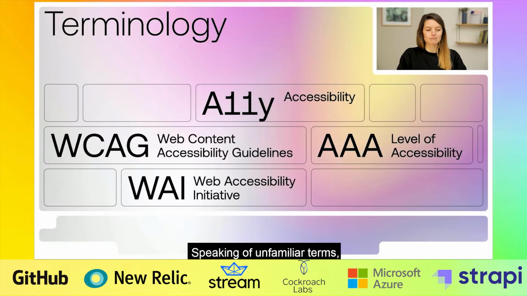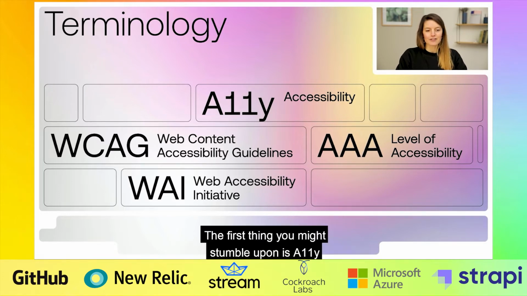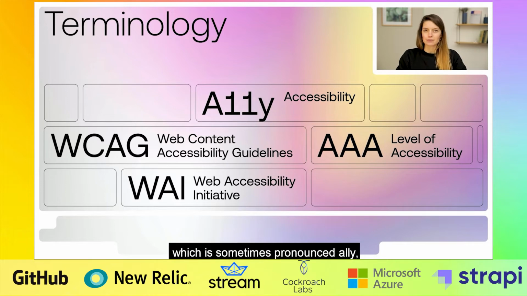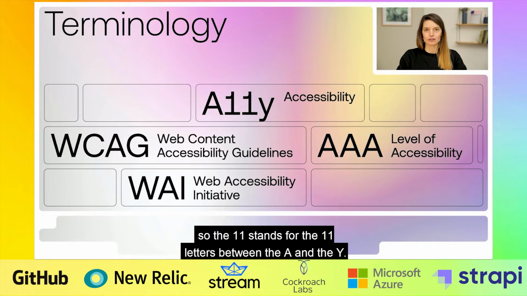Speaking of unfamiliar terms, in accessibility, there are some terms that come across often, and I just want to get them out of the way so we all know what is meant by them. The first thing you might stumble upon is A11Y, which is sometimes pronounced ally, and that's just short for accessibility, so the 11 stands for the 11 letters between the A and the Y.